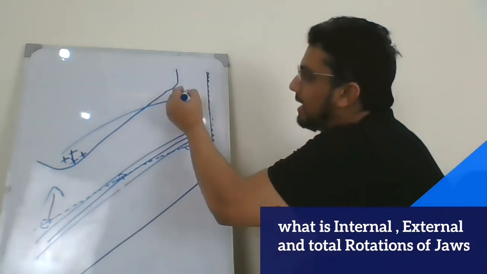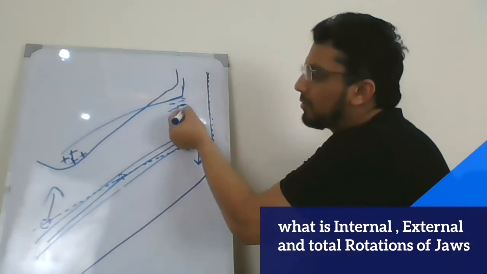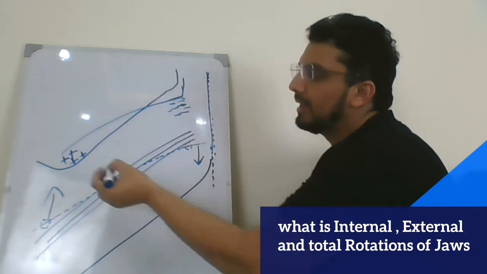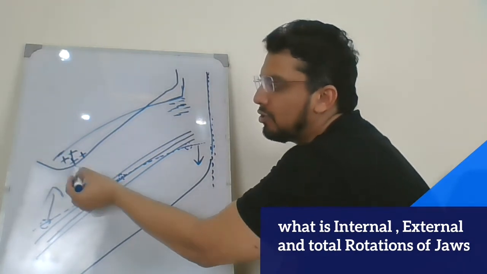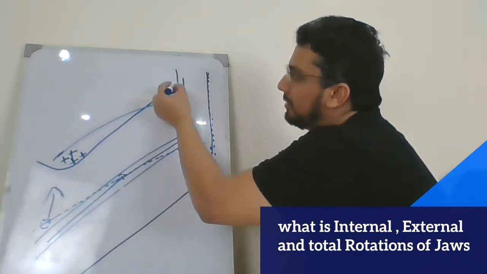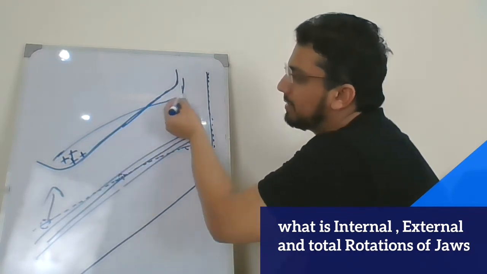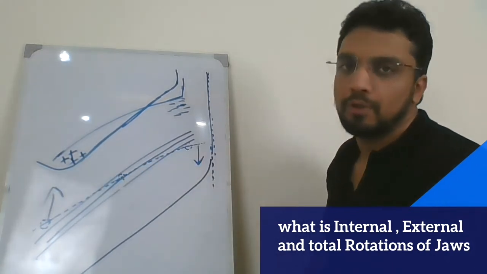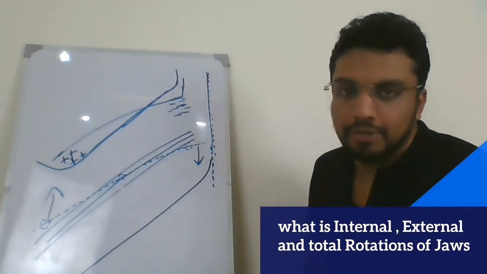Let's say, I repeat, we had the initial border over here. Because of the resorption over this area, the new position of the bone would be around there. And because of the deposition of the bone over here, the new position of the bone would be like this. So this change because of the surface resorption and surface deposition of the bone, this is actually the external rotation.